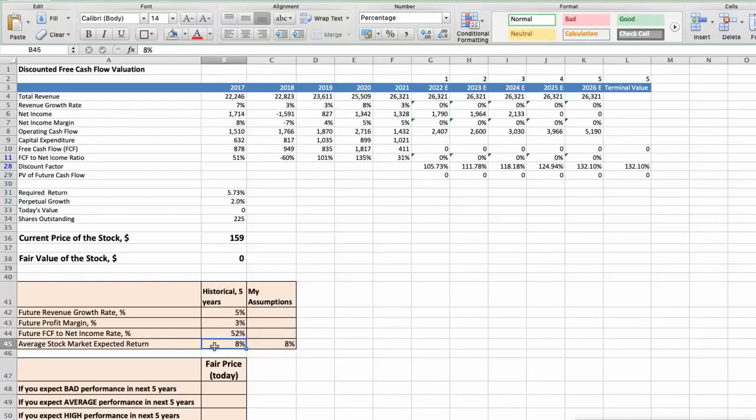And we expect 8% per year average stock market return. Now, let's consider 3 different scenarios for Dollar Tree Company: bad, average, and good.